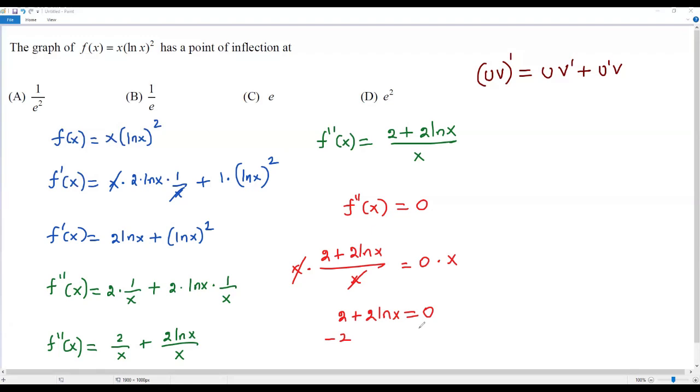Let me subtract 2 from both sides. When I do so, this 2 negative 2 will cancel out. I'm getting 2 times ln x on the left side. On the right side, 0 negative 2 is negative 2. Okay, let me write the same stuff over here. 2 times ln x equals to negative 2. Let me divide both sides by 2. When I do so, this 2 will cancel out. I am getting ln x equals to negative 1.